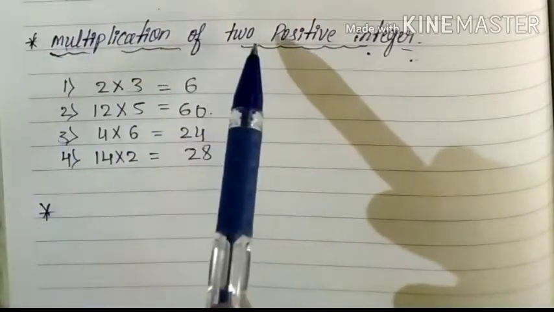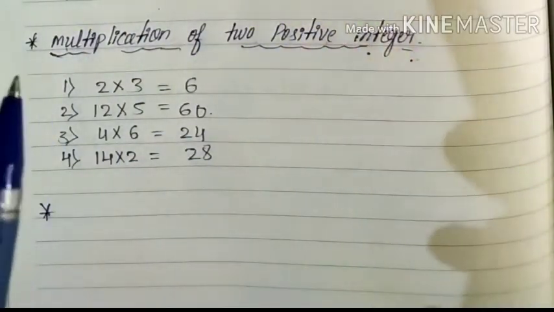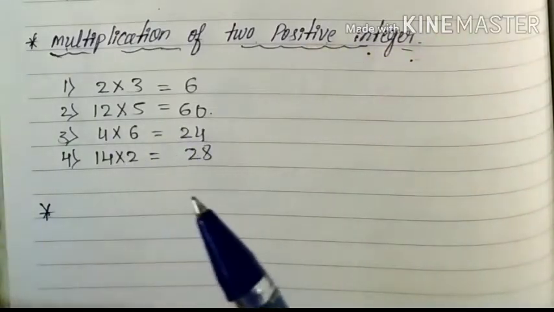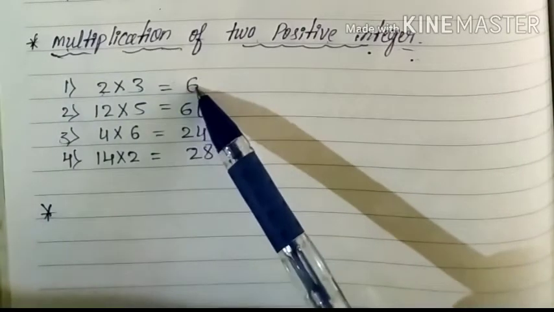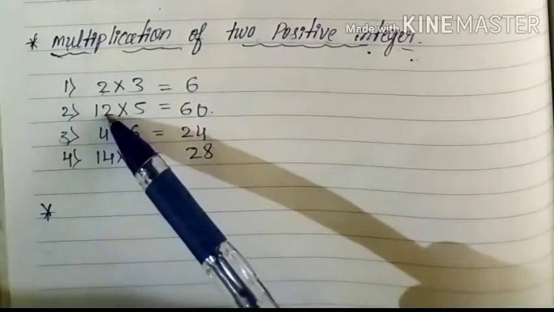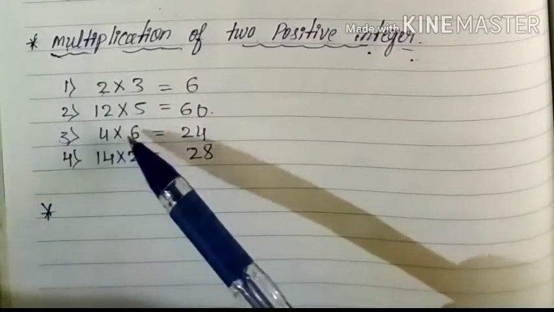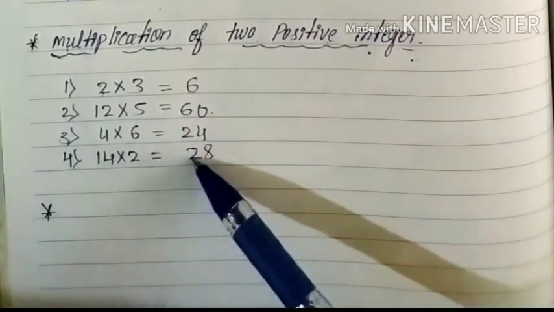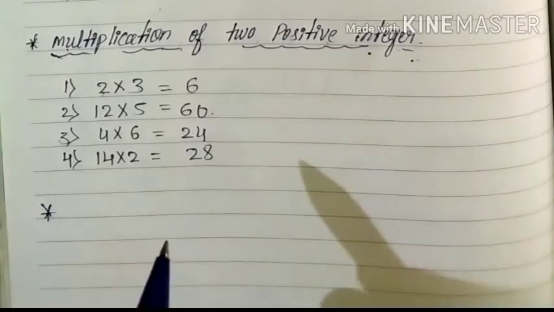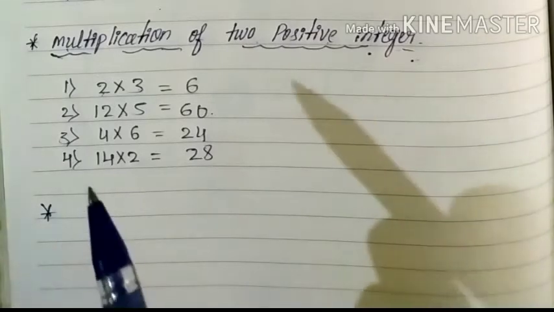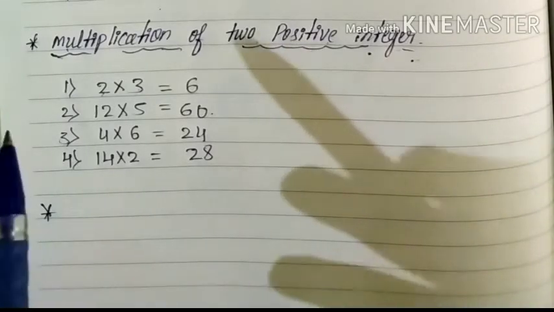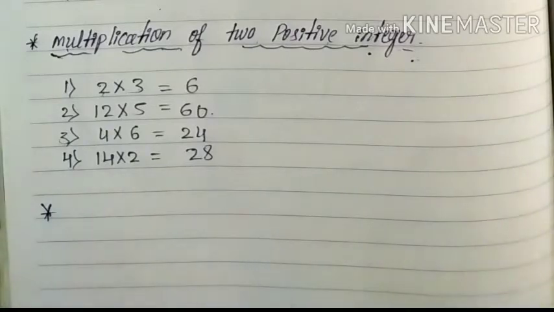See multiplication of positive integers in my explanation zone. See here, second one, multiplication of two positive integers. If a and b are any two positive integers, then their product is also a positive integer. 2 is also positive, 3 is also positive. Their product 6 is also positive. 12 into 5, 60. 4 into 6, 24. 14 into 2, 28. So this is very easy to multiply positive integers. It is the same as normal multiplication and it has the positive sign. There is no change in the sign.